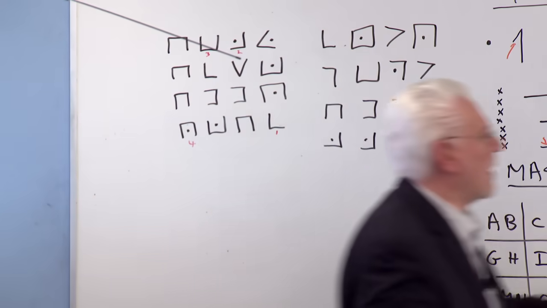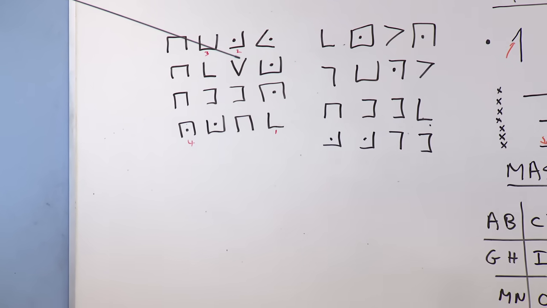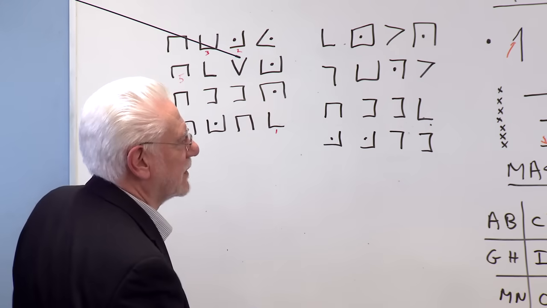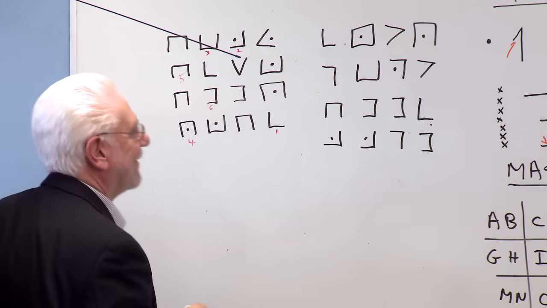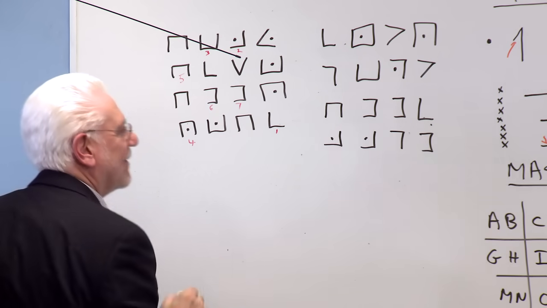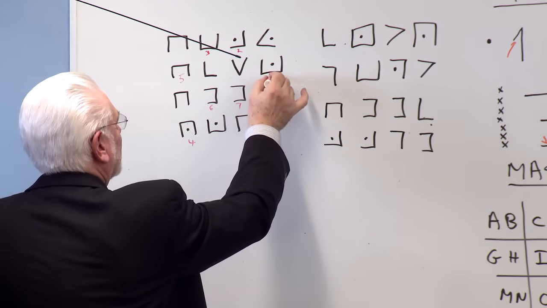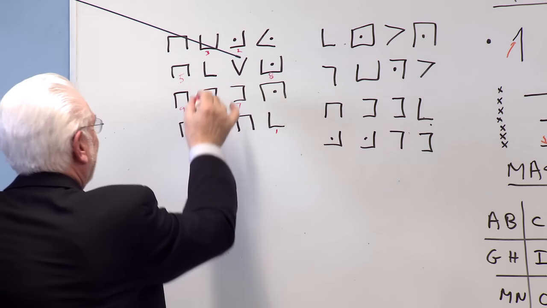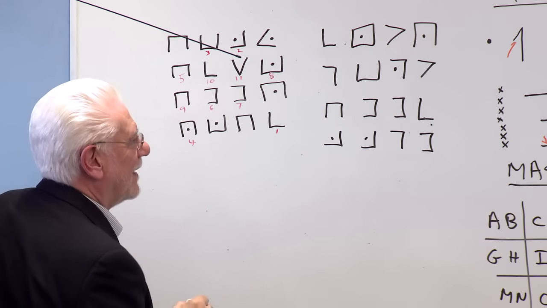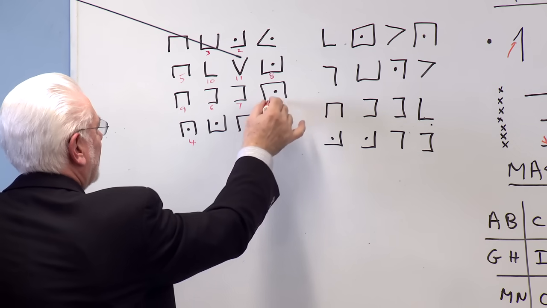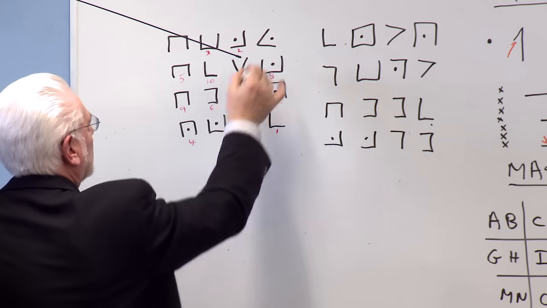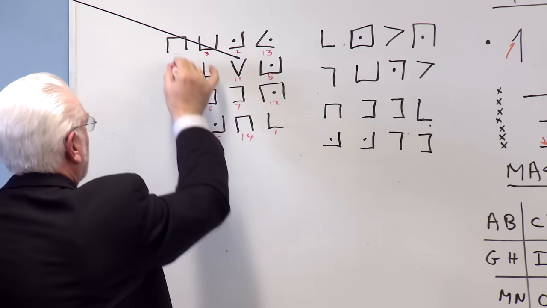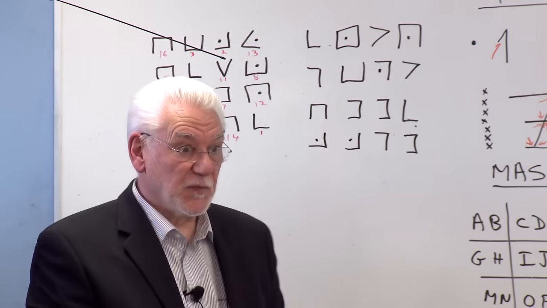Okay, if I'm using this one. And then number five is here. Okay, number six is over here. And number seven is here. And number eight is this position. And nine is here. 10, 11, and 12, and then 13, and 14, and 15, and 16. So that's the arrangement of the symbols. Okay?